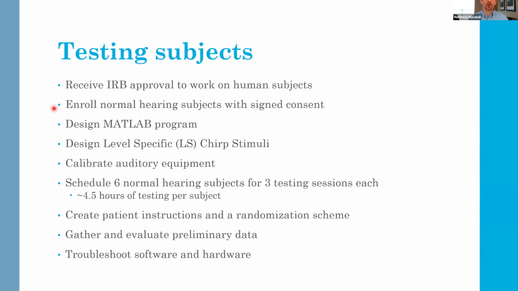So to get the project going, we had to receive IRB approval to work on human subjects. We enrolled our test subjects. We designed the MATLAB program, designed the level-specific chirps, and calibrated the auditory equipment. We tested the subjects for about 4.5 hours each subject. And so it's kind of a boring task, so we had to make sure that they were focused and paid attention and did well on the task.